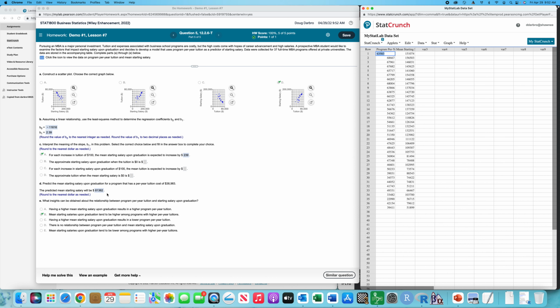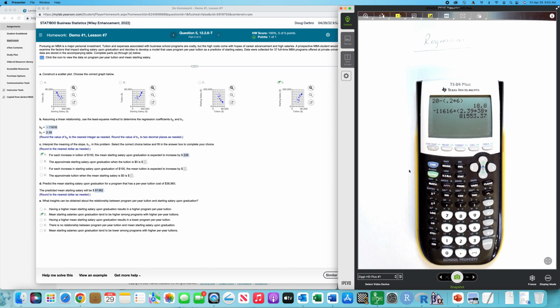So the predicted starting salary will be 81,362 when the per year tuition is 38,983. Let me show you how I got that. So I have minus 11,616 plus 2.39 times 38,983. And let me pop over here and show you how to do that.